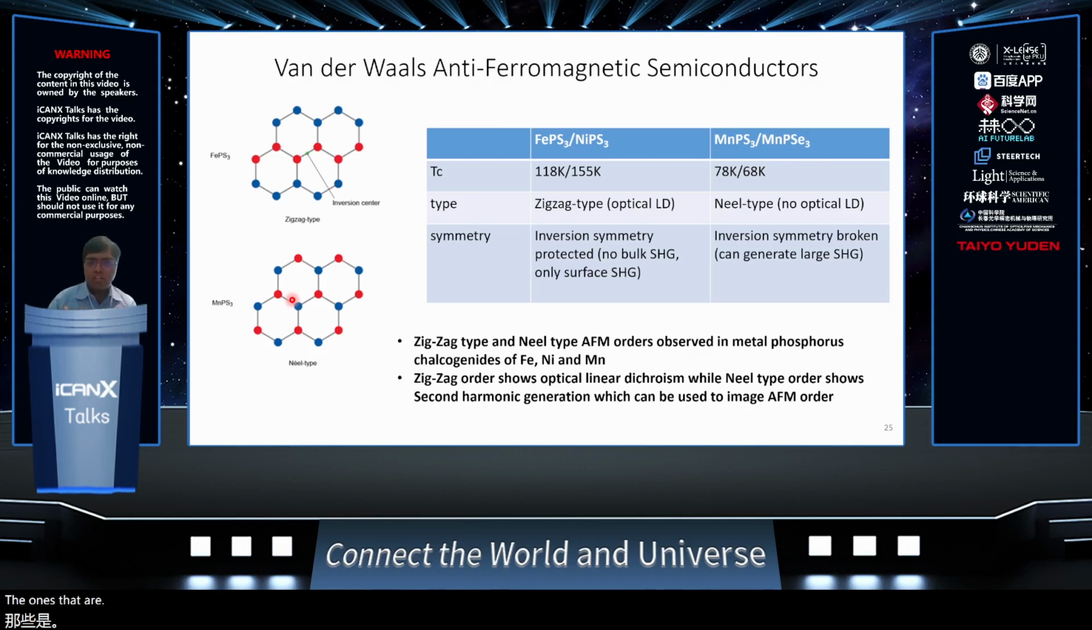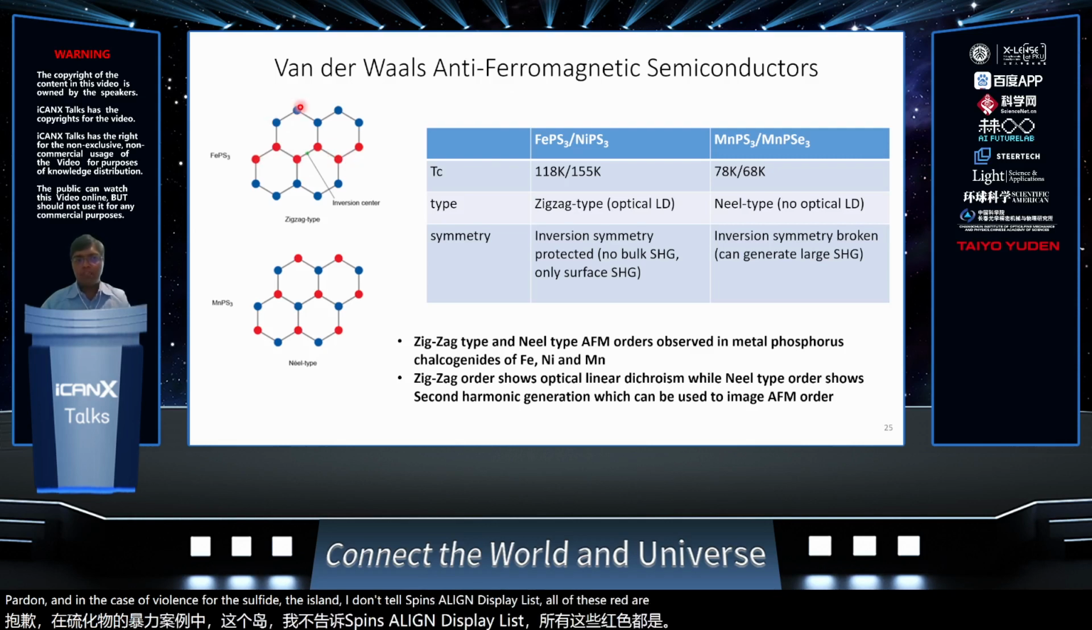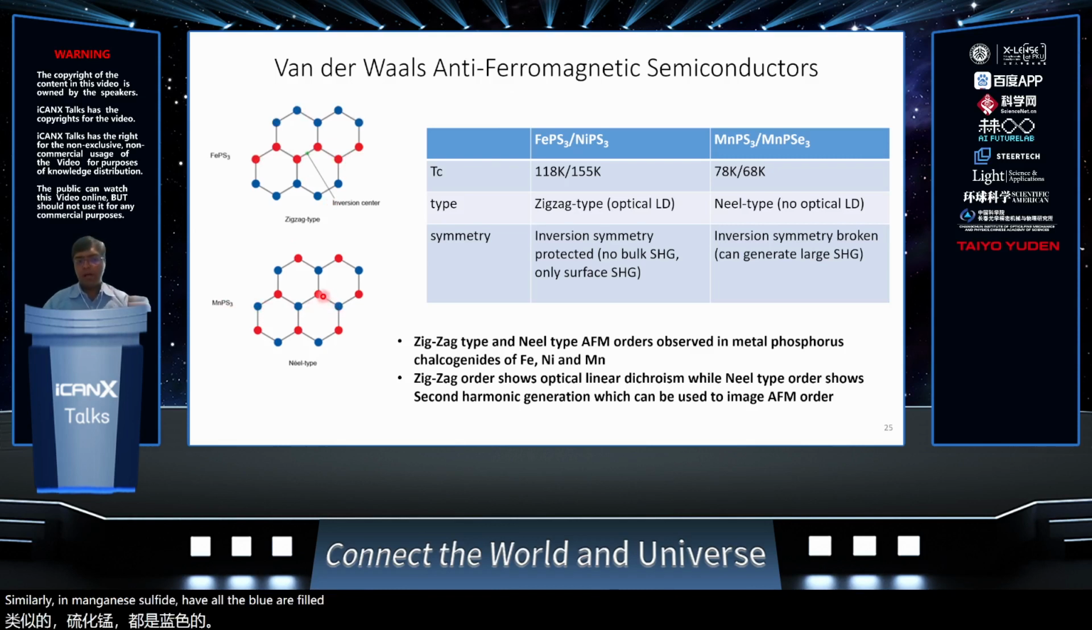The ones that I'm focusing on are actually anti-ferromagnetic semiconductors. Now, why do I say anti-ferromagnetic? Because they do have magnetic order, but they have alternating spins. The two types of compounds that I'm talking about are iron phosphorus sulfide and manganese phosphorus sulfide. In both of these compounds, you have iron atoms or manganese atoms that are magnetic, right? And they are arranged into this hexagonal pattern. In the case of iron phosphorus sulfide, the iron atoms have spins aligned this way. So if all of these red are spin up, then all of the blue are spin down. Similarly, in manganese phosphorus sulfide, all the blue are spin up and all the red are spin down.